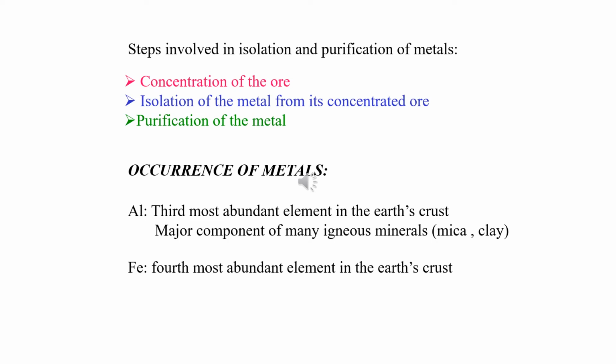Let me tell you about the third most abundant element in the earth's crust, and that is aluminium. The fourth most abundant element in the earth's crust is iron. Can you tell me which will be the second and the first most abundant element? Yes, you are right. The first most abundant element is oxygen and the second is silicon, followed by aluminium and then iron. After this, we have calcium, sodium, magnesium, potassium, titanium, and the list goes on. In this particular chapter, we are more interested in taking up extraction and isolation of elements like aluminium, iron, copper, and zinc.